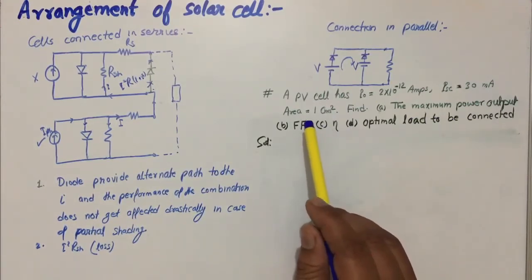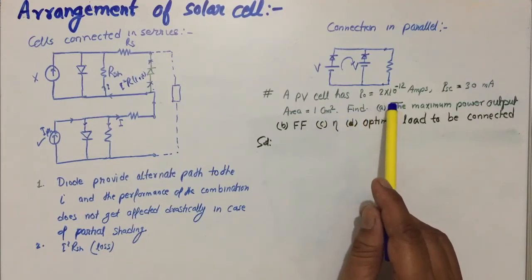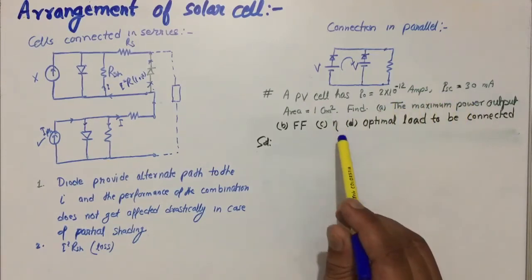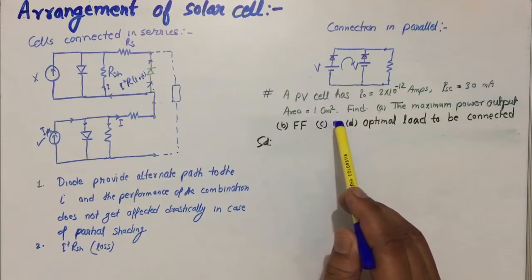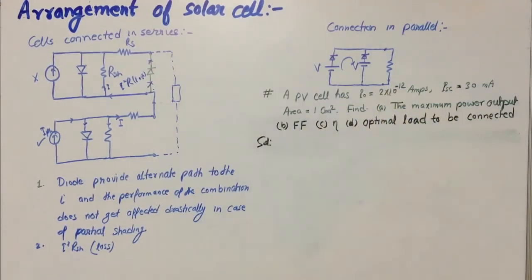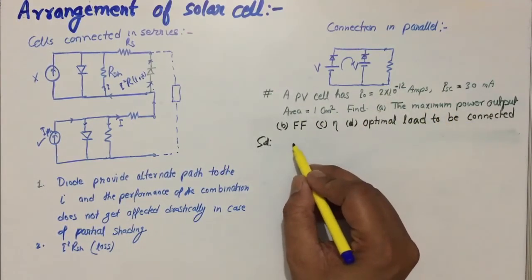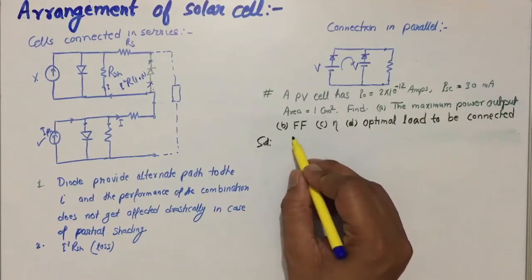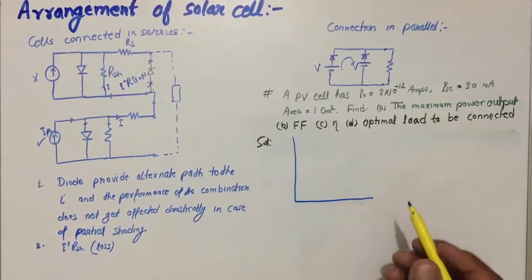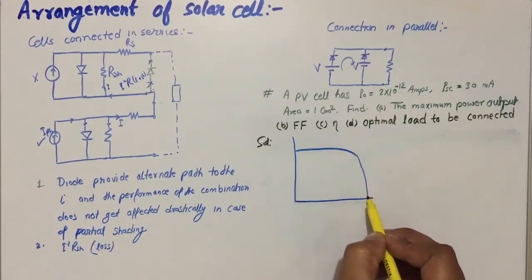The problem is: a PV cell has I naught 2 into 10 to the power minus 12 amperes, short circuit current 30 milliamperes, and the area of the cell is 1 centimeter square. For this solar cell we have to find these parameters. So let us start to find all of them one by one. The IV characteristics of the solar cell we have. This is the characteristics of the solar cell.